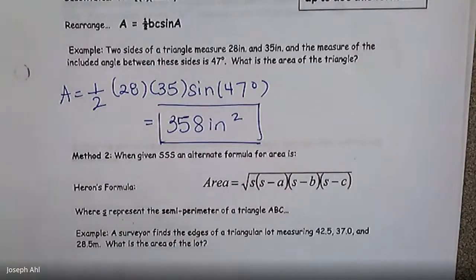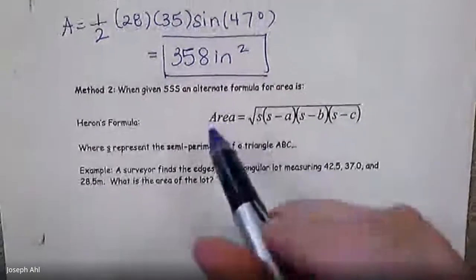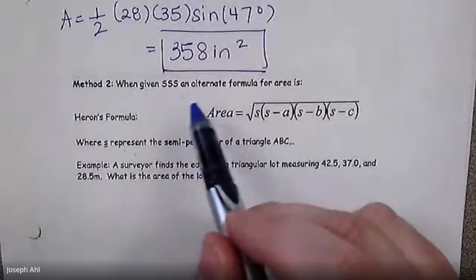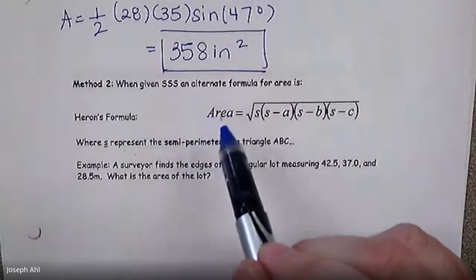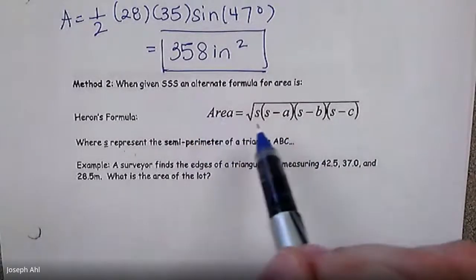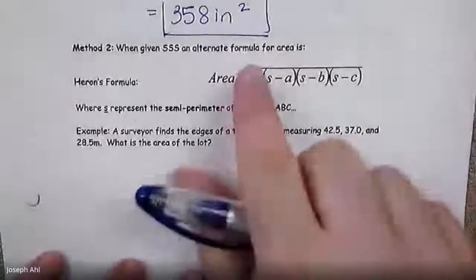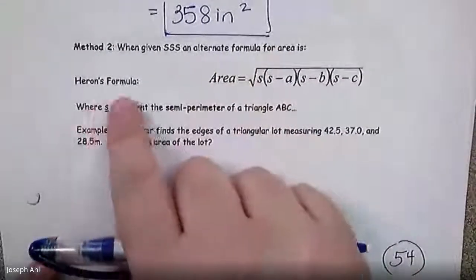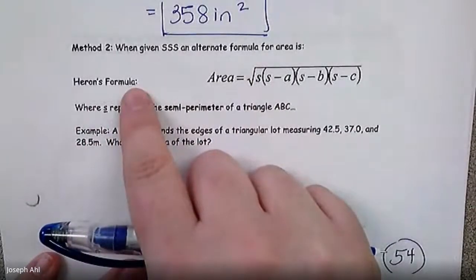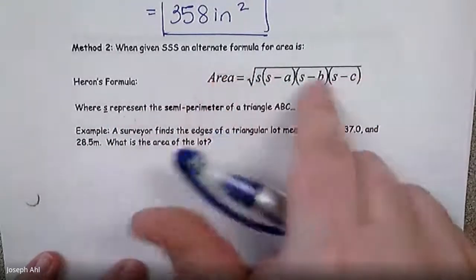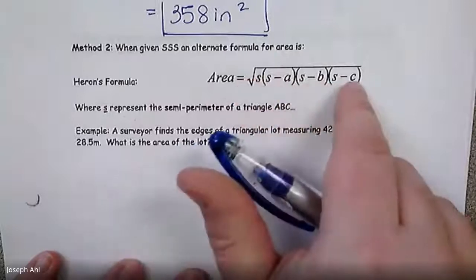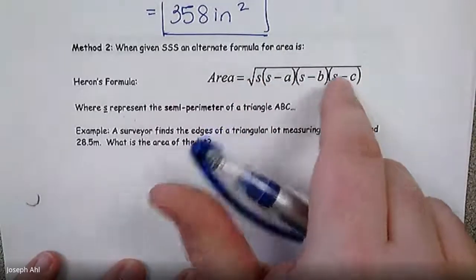There's another method that we're going to learn, though. And method 2, it says, if we know all 3 sides. I'm going to offer up this method without a proof of why this formula works. There might be a proof in your textbook if you're interested. But the alternate formula is called Heron's formula. Heron was a Greek mathematician who was able to determine that if you know all 3 sides, this formula right here can help you find the area.